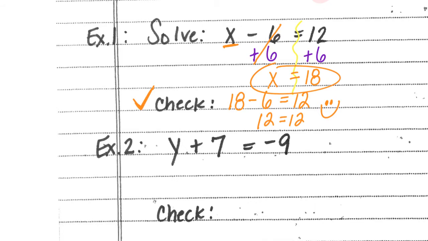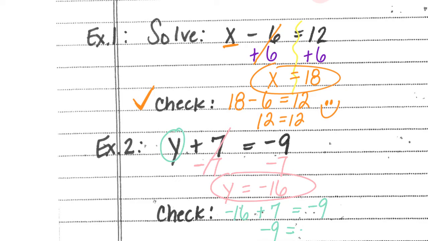All right, y plus 7 is equal to negative 9. Since it's adding 7, I'm going to subtract 7 from each side. Y is equal to negative 16. Always want to check our work. Let's check. Instead of putting in y, negative 16 plus 7, does that equal negative 9? Yes, negative 9 equals negative 9.